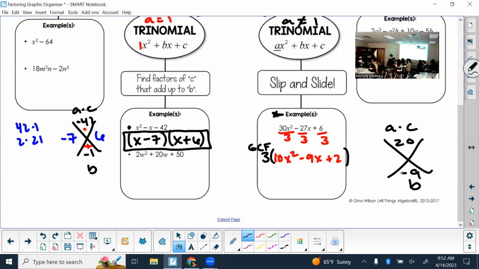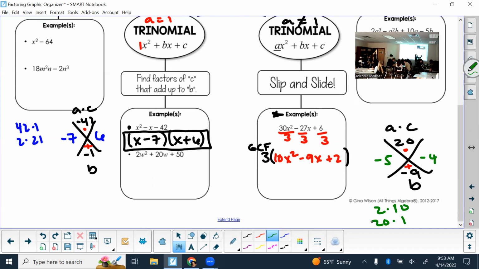-9. So you set up your diamond, you set up your puzzle essentially, and try to find 2 numbers that multiply to the top and add to the bottom. Any suggestions? Landon? -5 and -4. If you try 2 and 10 or 20 and 1, there's no way you can play around with that to get a negative number.